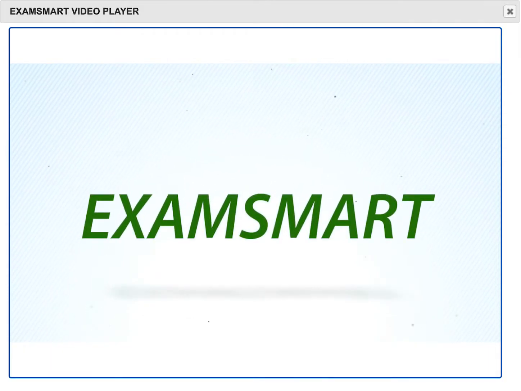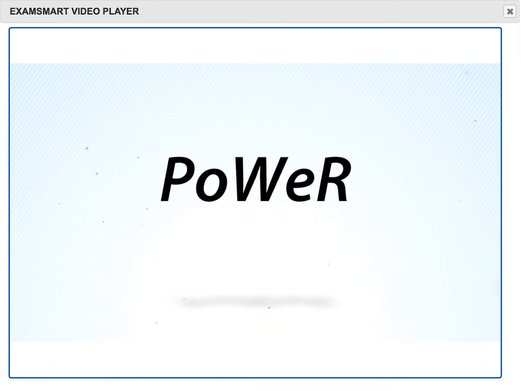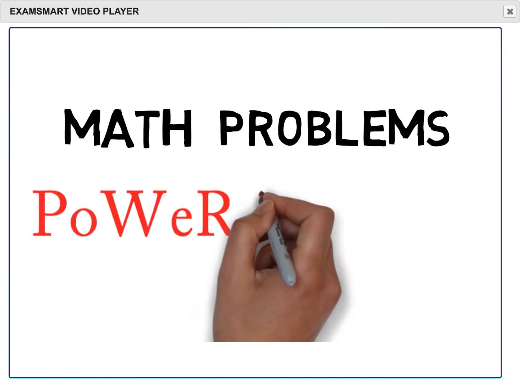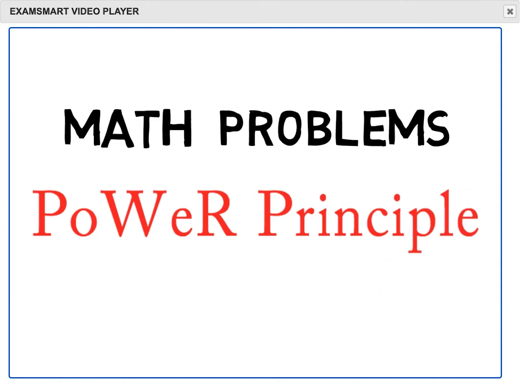Let's discuss how to handle math problems on the real estate exam. A nice formula to use that will work on most of our math problems is called the power principle. We call this the power principle because it centers on the letters P, W, and R in the word power.